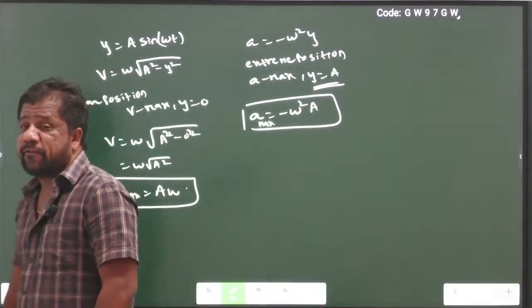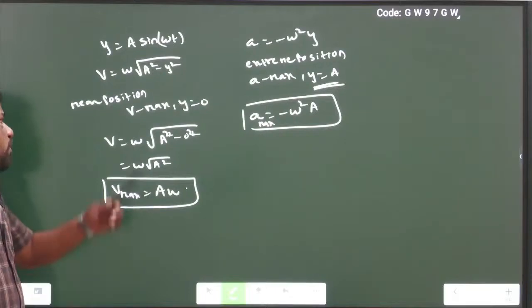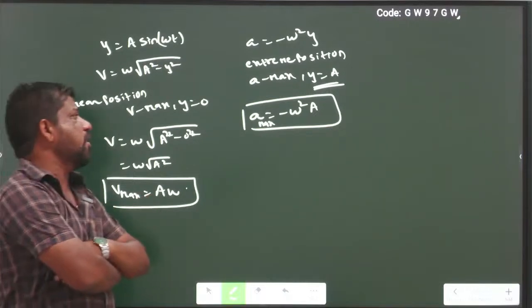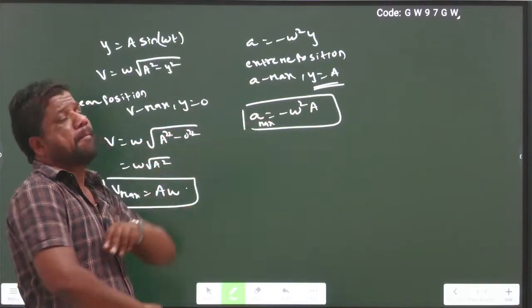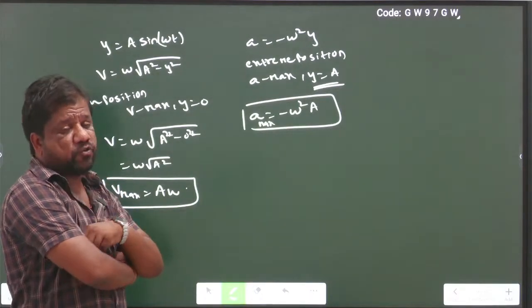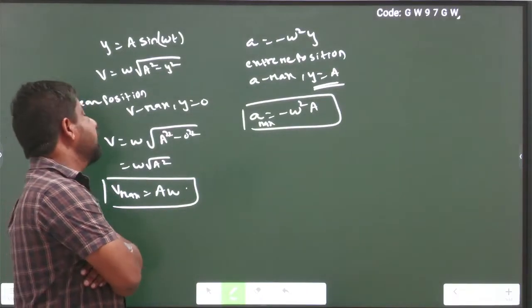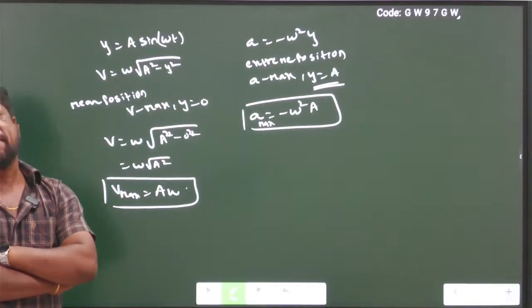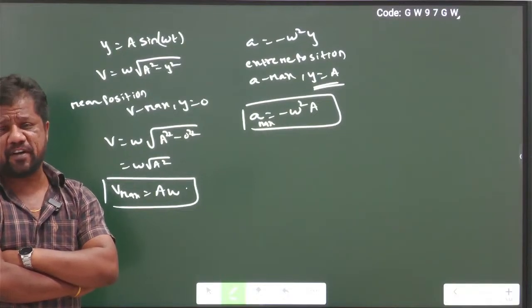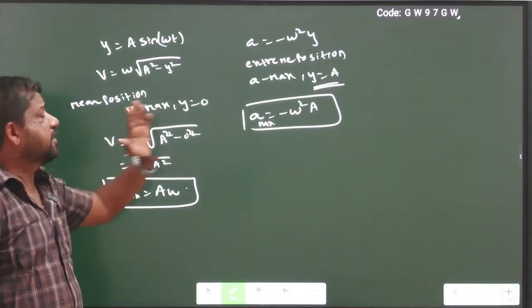Now look very carefully. Formula for the velocity of the particle is v is equal to omega into root of a square minus y square. Maximum velocity formula is a omega. Acceleration formula is minus omega square y. Maximum acceleration formula is minus omega square a. So this is the primary difference between velocity and acceleration. Because of this confusion, many students make mistakes in the question. You should never make this mistake.